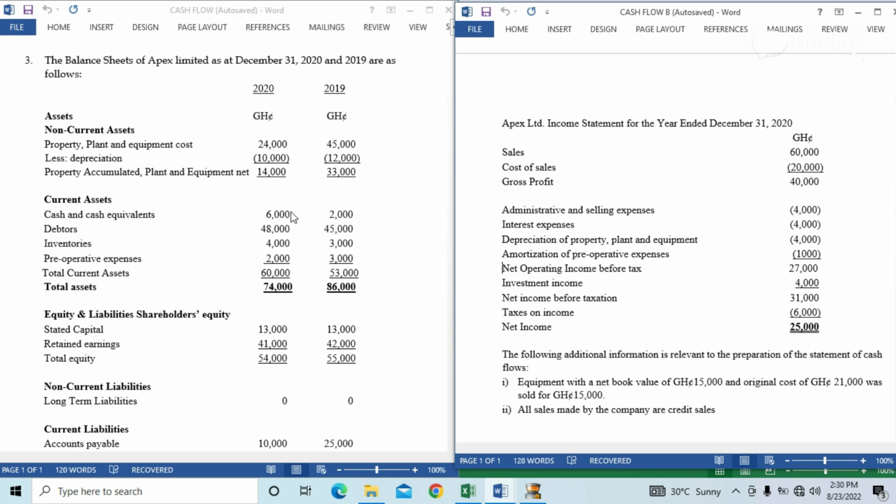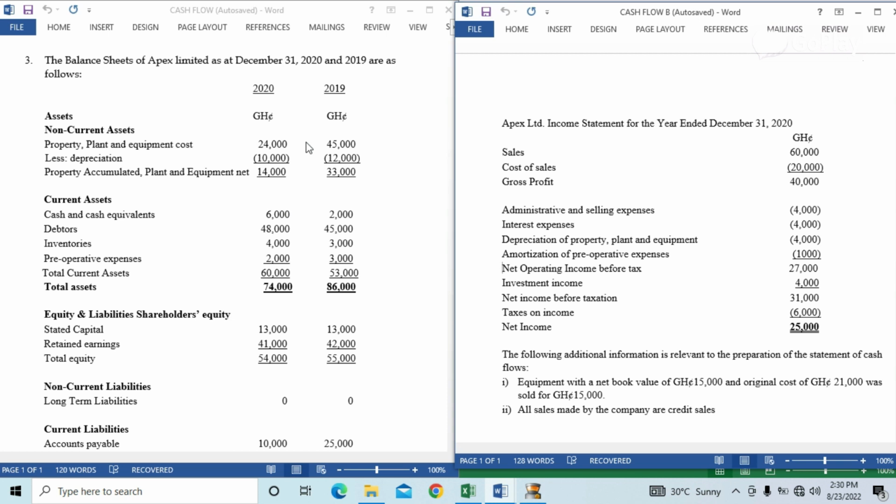So we will make use of these two statements. We will make use of the 2019 balance sheet and the 2020 balance sheet, in addition to the 2020 income statement. Now, the cash flow statement is prepared using two methods. We have the direct method and the indirect method, but this particular video is on the direct method. After this video I'll make the indirect method video, and I will provide a link to that video in the comment section.